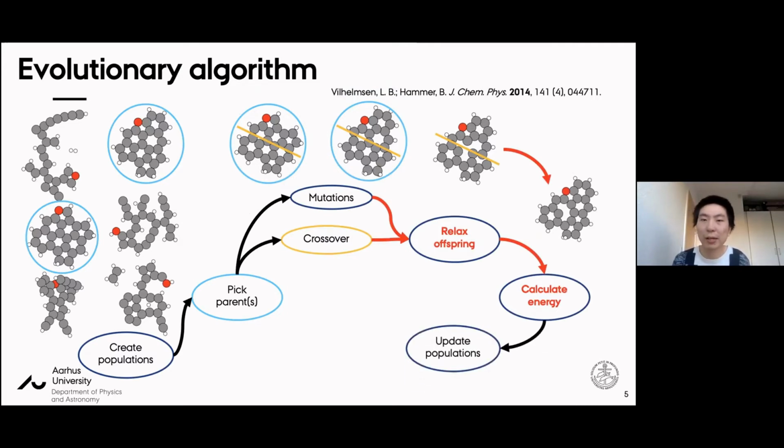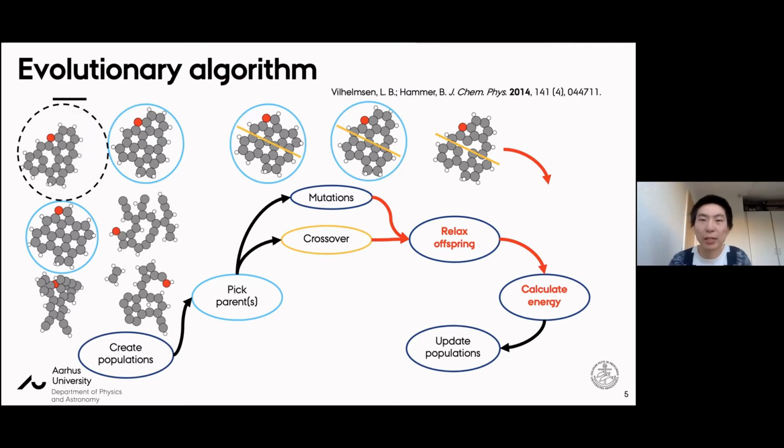We compare the energy of the structure we get with the structures in the population. If the energy we get is lower than that of a structure in the population, for example, as indicated by these dashed circles, we remove that one from the population and replace it with the new candidate. We keep doing this for several loops, usually thousands of searches, and hopefully we cannot find any new structures anymore. Then we stop the search.